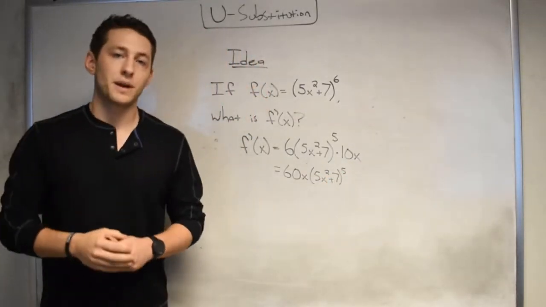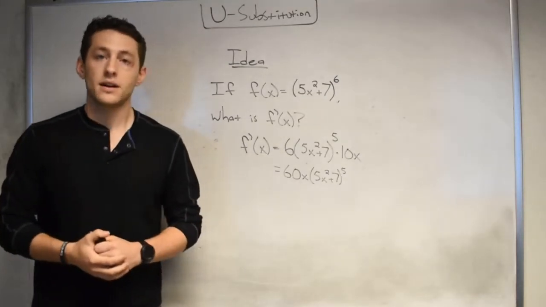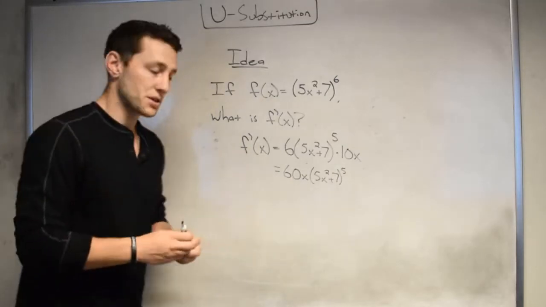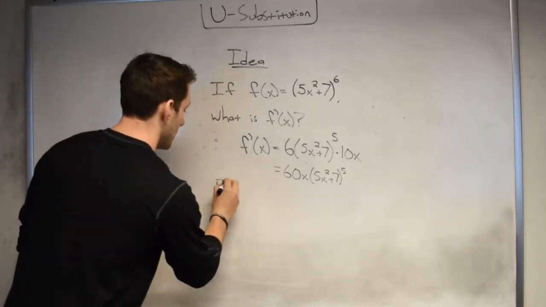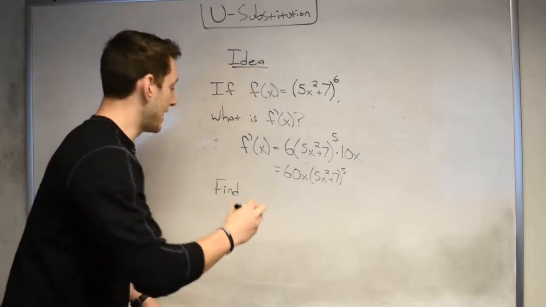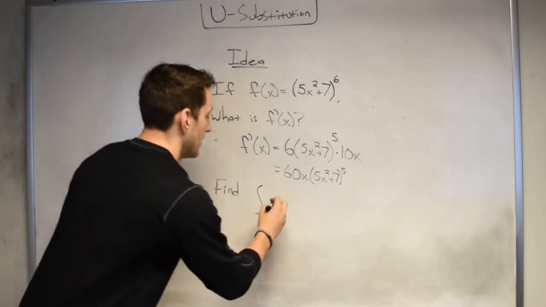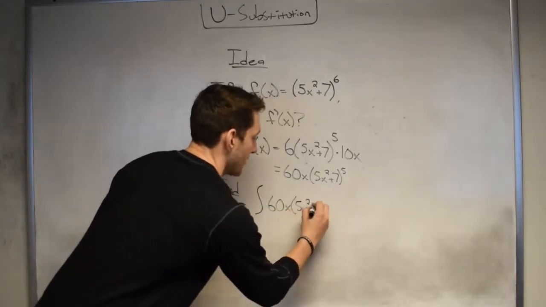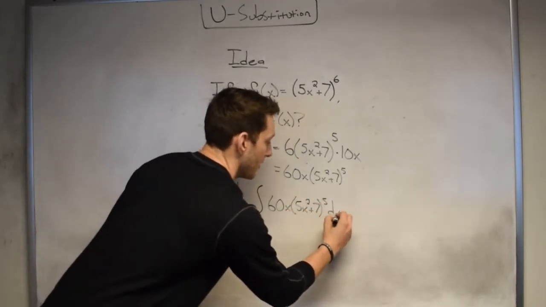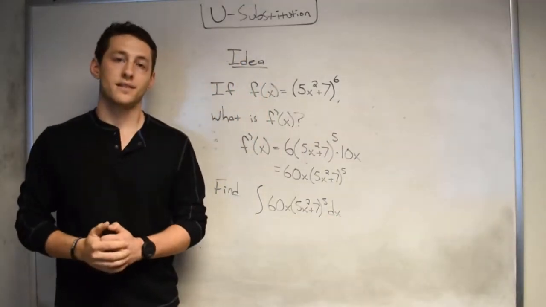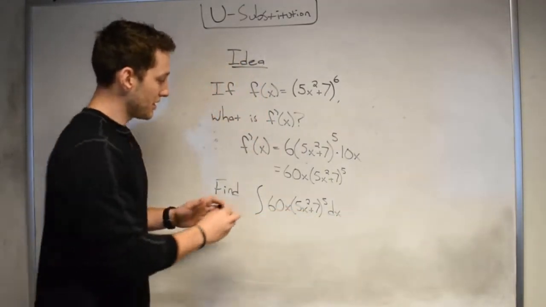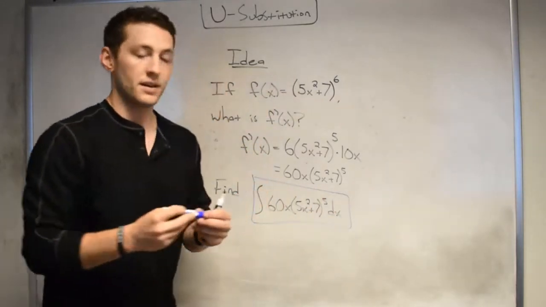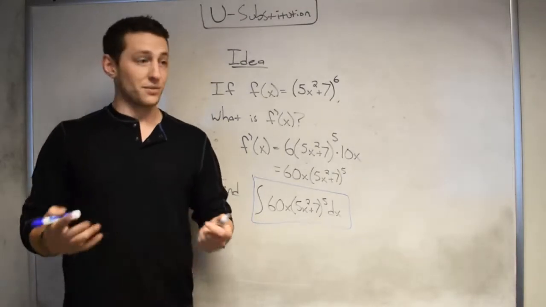Now, as far as our integration talking has been going lately, we've been discussing it as a way to undo a derivative. So a very fair question of me to ask would be, evaluate or find the integral of 60x times 5x squared plus 7 to the 5th power with respect to x. But if we look at this problem right in here, this doesn't follow any of the rules that we've talked about.